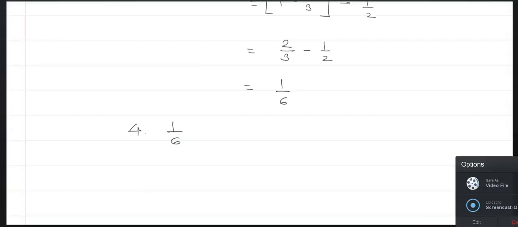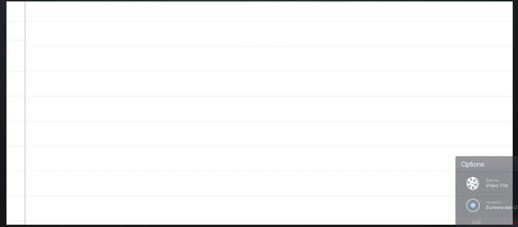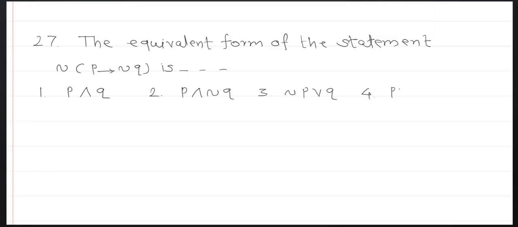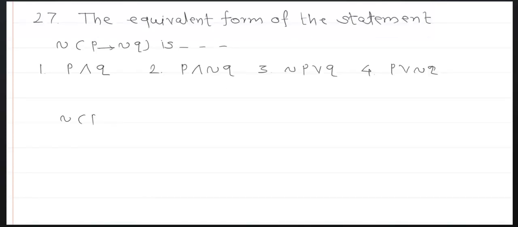Now the next is question number 27. The equivalent form of the statement, negation of (P implies Q), is: first, P and negation Q; second, P and negation Q; third, negation of P or Q; and fourth, P or negation of Q.